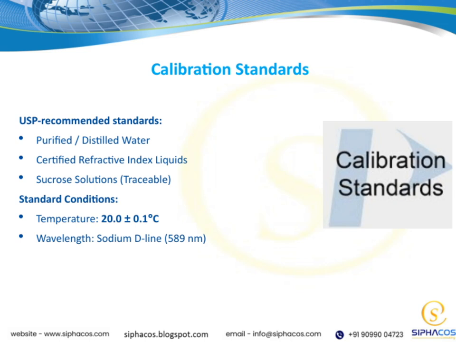It's also important to note the standard conditions under which these calibrations are performed. We usually calibrate at a temperature of 20 degrees Celsius, with a tight tolerance of plus or minus 0.1 degrees. This consistency helps maintain precision across measurements. Furthermore, the wavelength used is the sodium D line at 589 nanometers. This specific wavelength is chosen because it provides a stable and well-understood reference point.